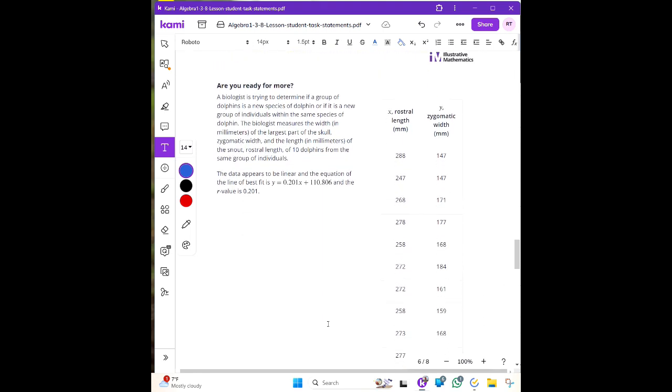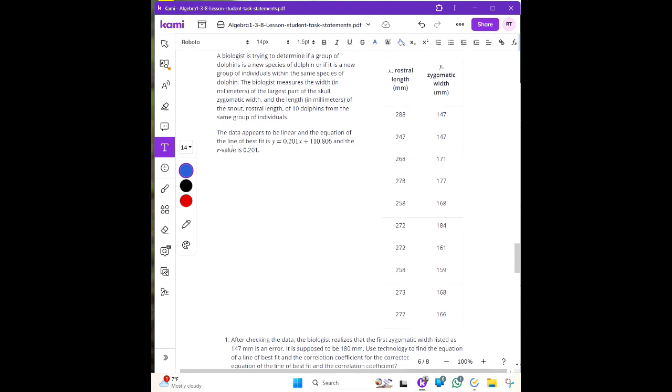All right, the next one. Are you ready for more? A biologist is trying to determine if a group of dolphins is a new species of dolphin or if it's a new group of individuals with the same species of dolphin. The biologist measures the width in millimeters of the largest part of the skull, zygomatic width, and the length in millimeters of the snout, rostral length, of 10 dolphins from the same group of individuals. The data appears to be linear, and the equation of the line of best fit is y equals 0.201x plus 110.806, and the r value is 0.21.